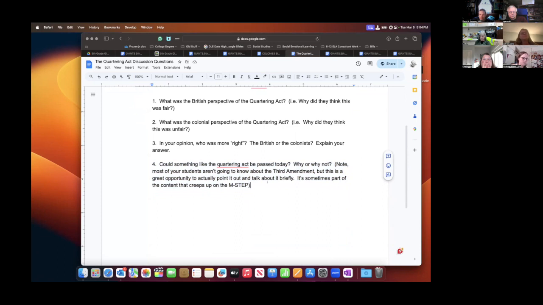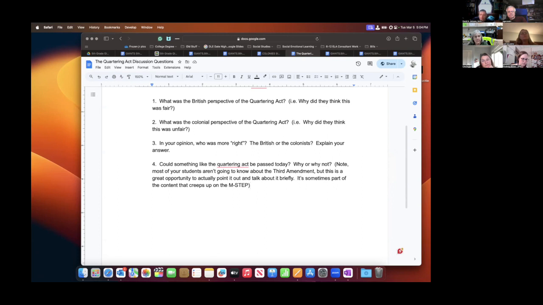I brought that up because I teach about it in eighth grade, or I taught about it in eighth grade. But this is a great opportunity to actually point out the Third Amendment to the Constitution, which again will help you with your M-STEP because there's usually a question or two on the creation of the Constitution. So have a little mini slide in here to prep them for that question. But these discussion questions, you'll have some time and you'll have some fun with.